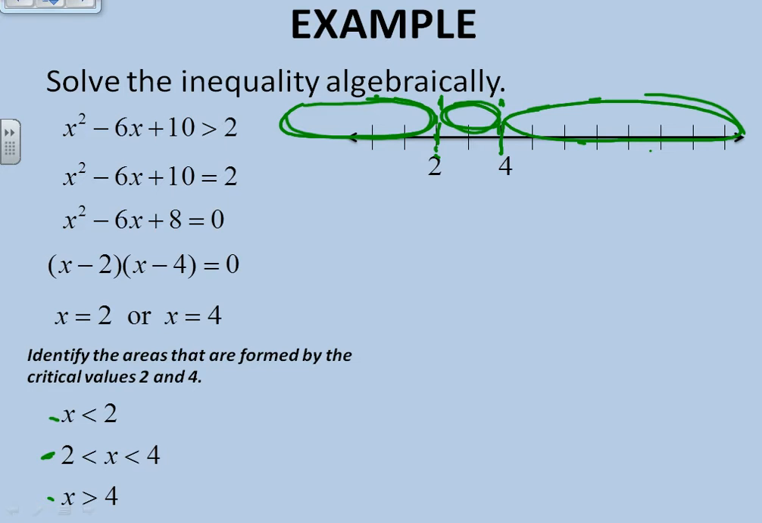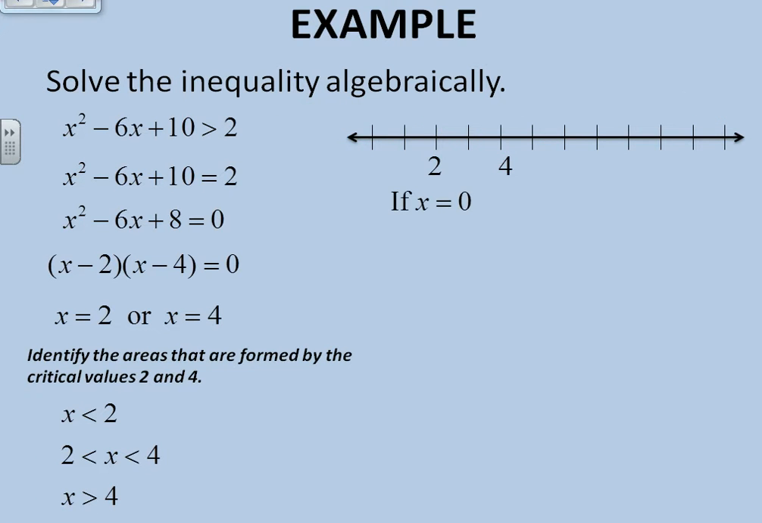So our area first to test will be less than 2. I chose 0. That's a quick one to try if you can. We plug 0 in, that's going to be 0 squared minus 6 times 0 plus 10 is greater than 2. Well, that's 0 minus 0 plus 10. That gives us 10 is greater than 2. Well, is 10 greater than 2? Yes. So that is true. So we have a true statement here.